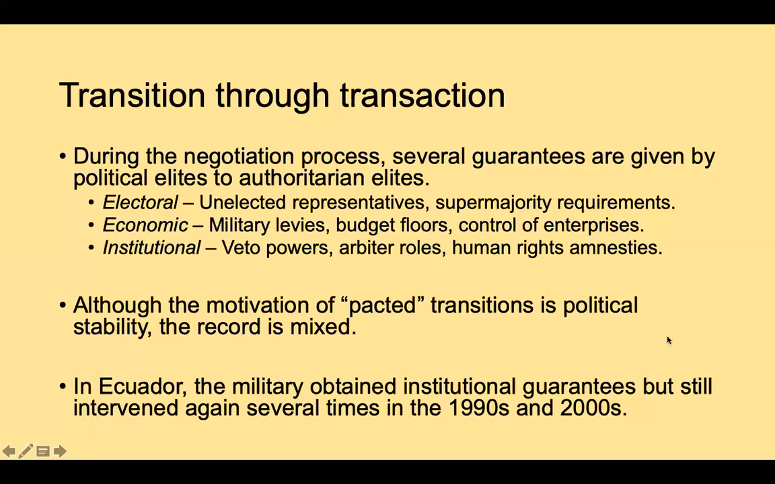The truth is that these pacted transitions are designed to produce stability, but the record is actually mixed. And so, for example, in Ecuador, the military obtained institutional guarantees, but still intervened again several times, almost a decade and a half later in the 1990s and the 2000s. It was 1979 in Ecuador when the transition took place. And so in Ecuador and elsewhere, it's not clear that the pacts that are produced by the negotiating parties actually lead to the stability that they anticipate.